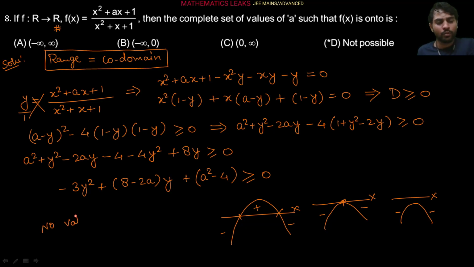No values of a. So what is the answer here? You can see the complete set of values of a such that f(x) is onto is no values of a. Not possible. Correct? D option is absolutely correct.